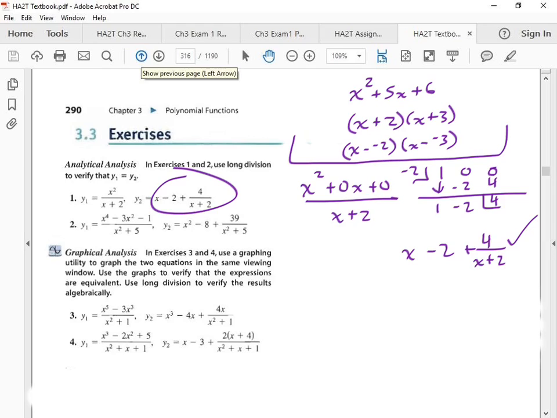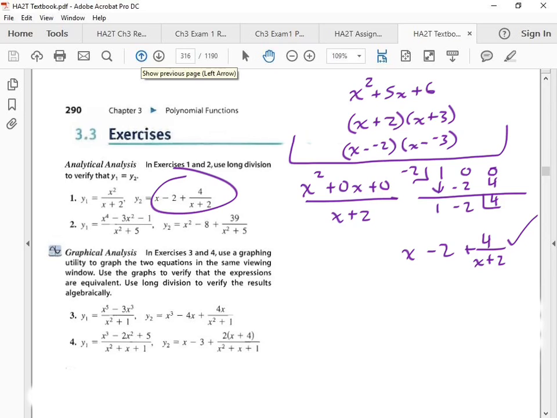Now, if I just took your problem away, you need to practice this one right here. All right, now this one down here, you're going to do the same exact thing, except that the problem is asking you to practice using a graphing utility. So it wants you to graph this, and then graph this. You should get the same exact lines.